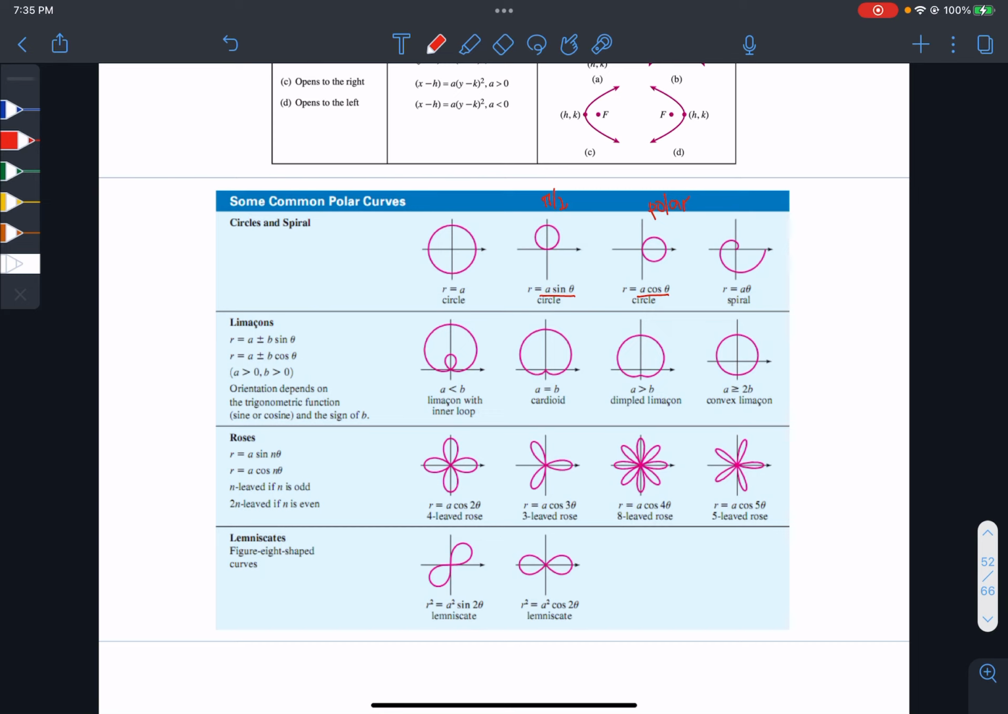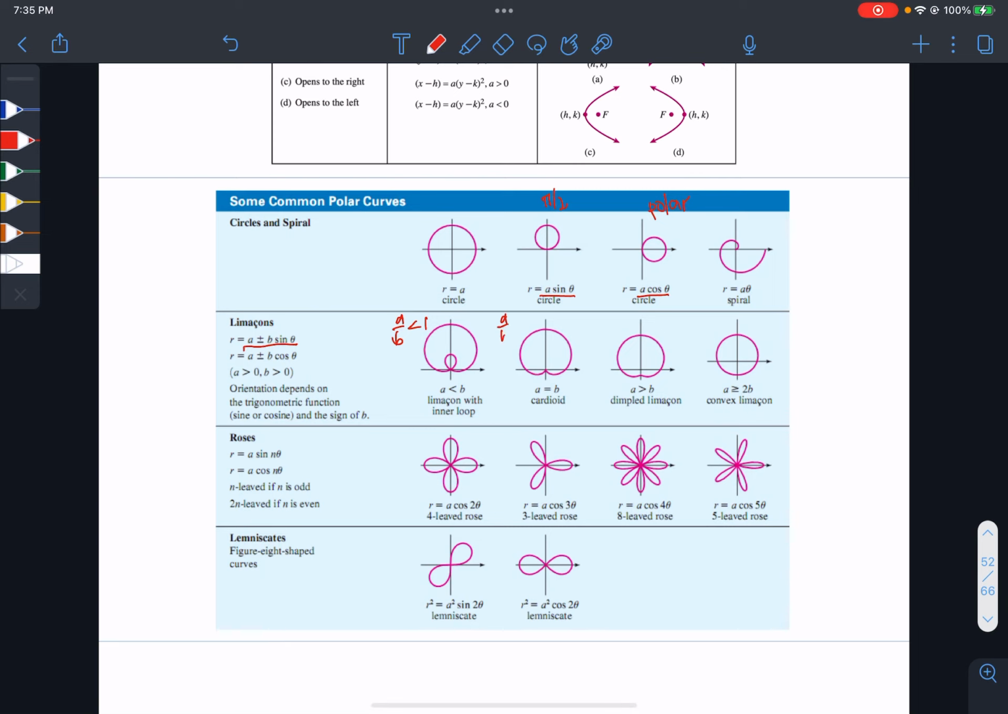For the limaçon, the basic format is a plus or minus b sine theta, or a plus or minus b cosine theta. So it has a and b, and the ratio of these gives us the form of the limaçon. We have 4 types of limaçon. We have the limaçon with inner loop: if the ratio of a and b, a over b, is less than 1, then that is a limaçon with inner loop.